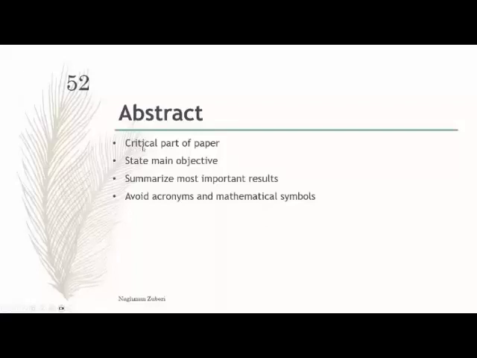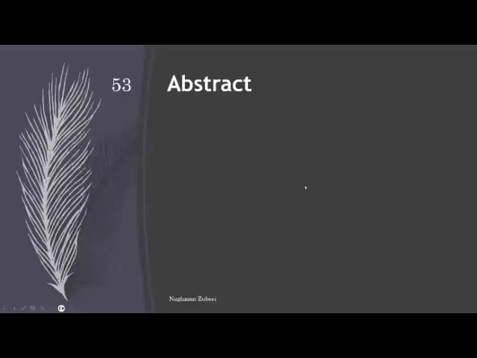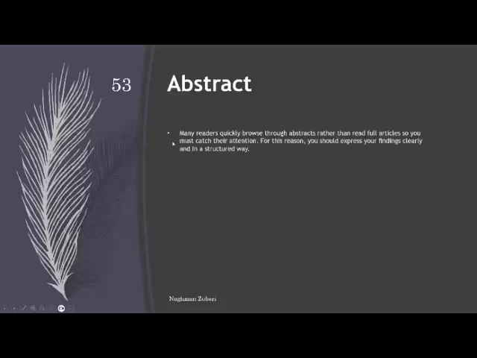Well, as I told you, the abstract is the critical part of the paper. It states the main objective, summarizes the most important results, and you should avoid acronyms and mathematical symbols in the abstract. Write and rewrite the abstract until it is flawless. Many readers quickly browse through the abstracts rather than read the full articles, so you must catch their attention.